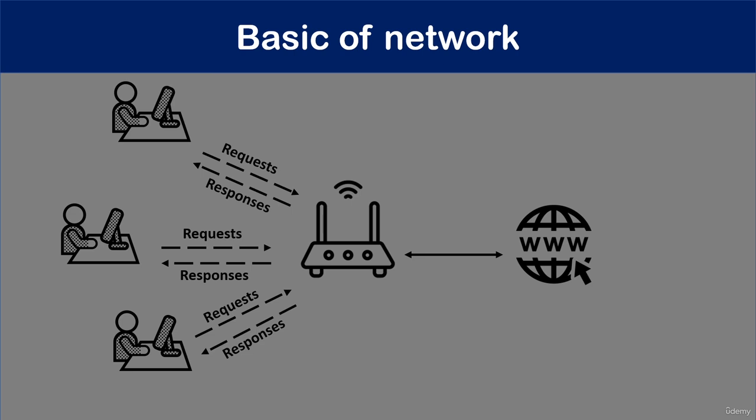Now for example, suppose that a client or a device is connected to a network through Wi-Fi or Ethernet. If the client opens a browser and types google.com, then your computer will send a request to the router asking for google.com. Then the router will go to the internet and request google.com. The router will receive google.com and forward that response to the computer. Now the client can see google.com on the browser as a result.